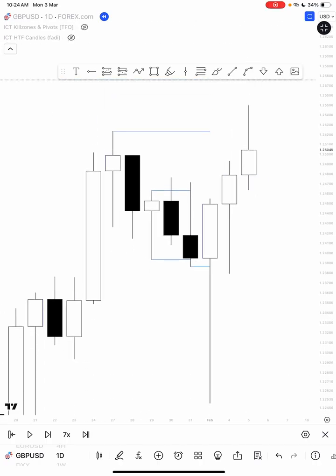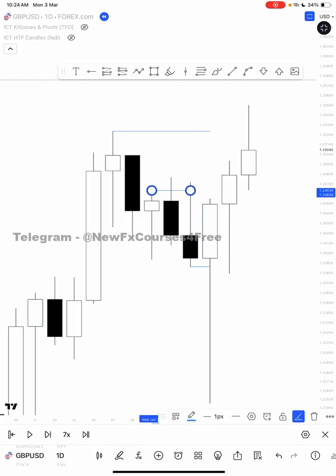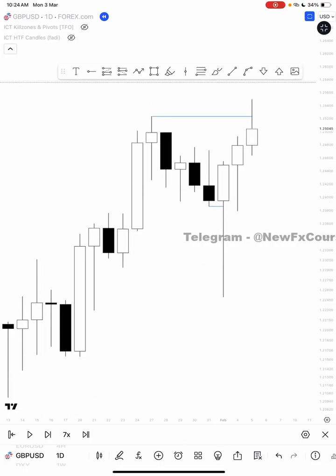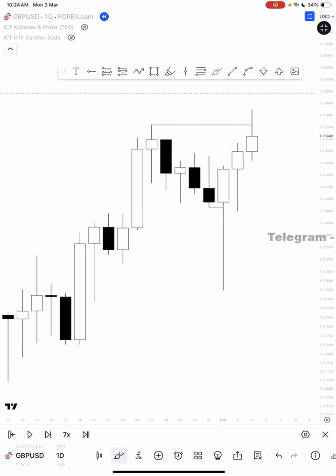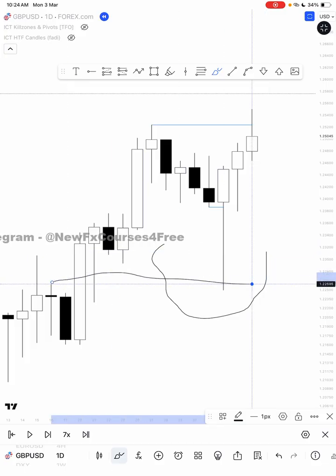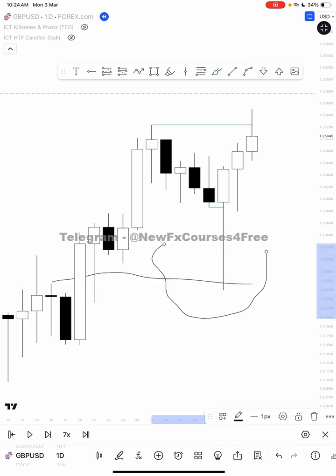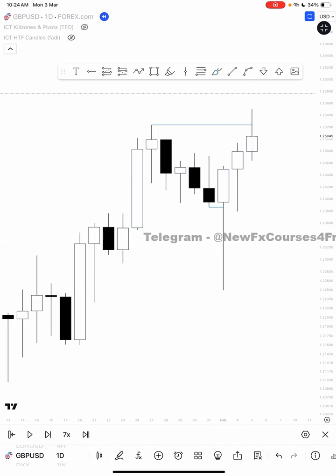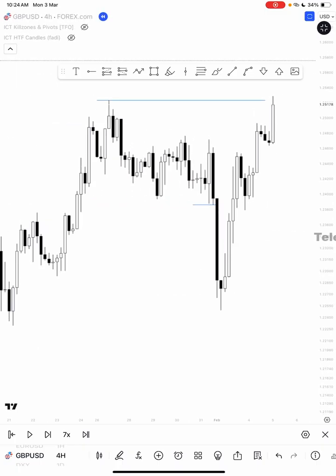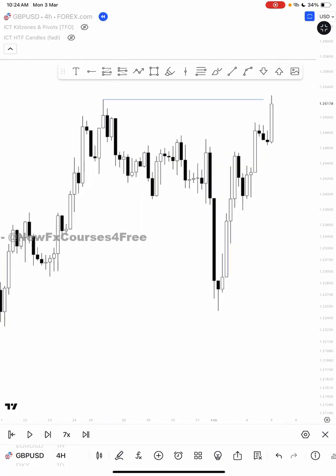So here, back to why we are here. Here we got our long-term draw on liquidity. This whole move dipping down was price returning to a discount region and reacting off this other block here. When the market was here, I went live and gave this as my draw on liquidity.